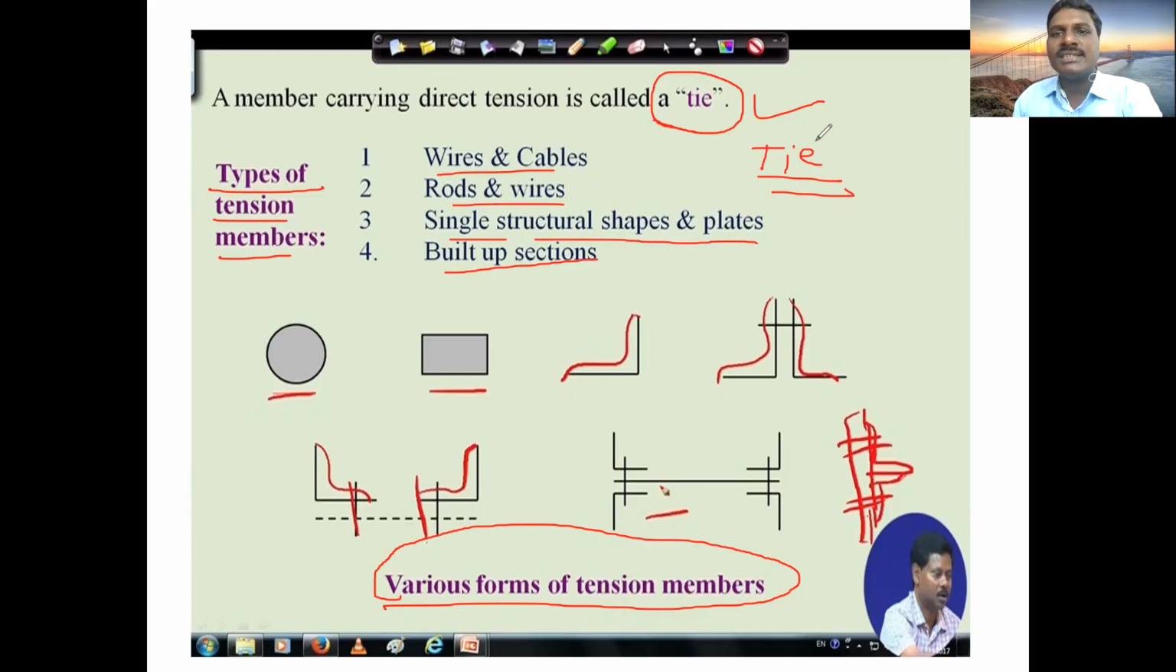The load, tensile force, is coming. Tension member means the tensile force is coming on that member. Tensile nature force. So draw these various shapes, various forms of tension member. This is the rod, this is the square bar, this is the single angle, this is the double angle, again this is double angle. So draw these shapes.